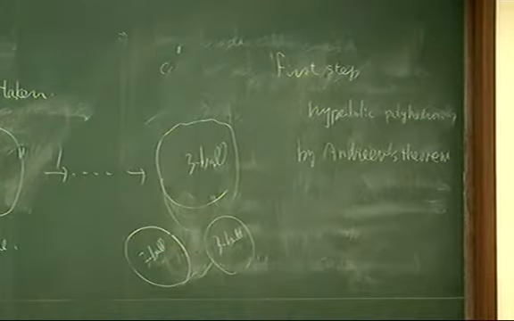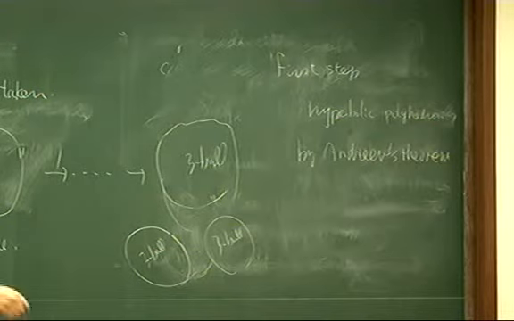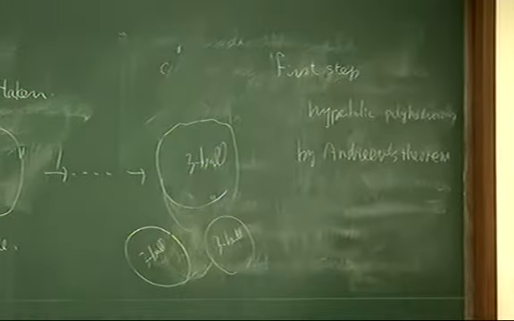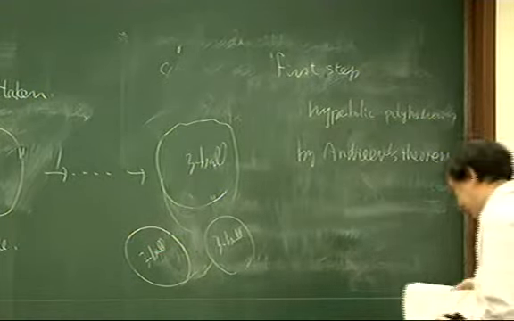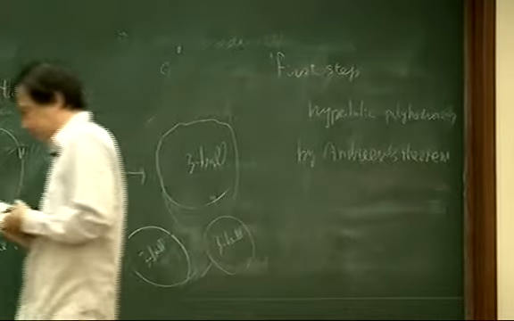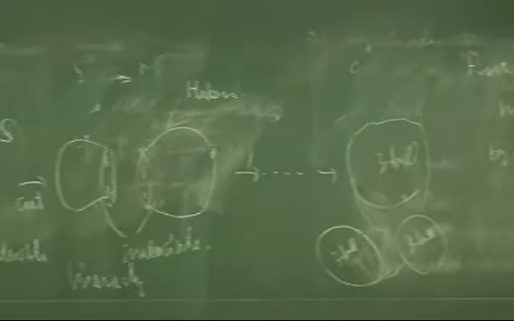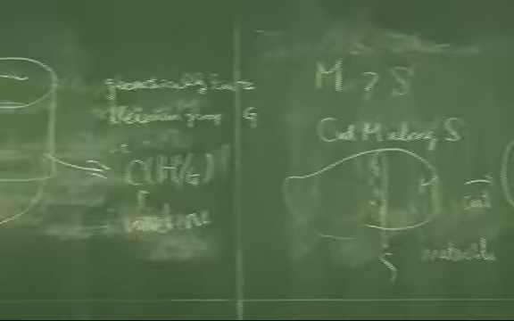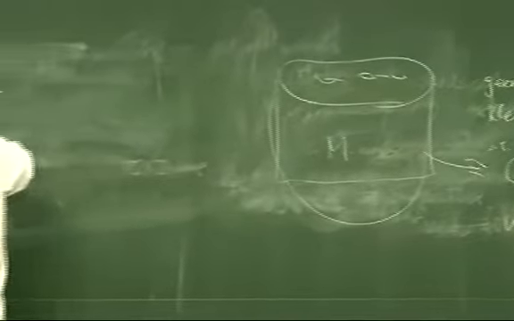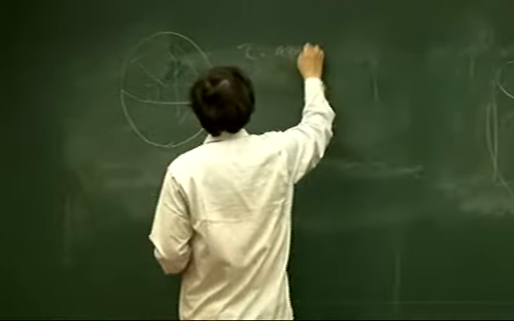So Andreev's theorem says something like this. Let me see my notes. Okay. If you have a sphere and a triangulation of the sphere, P is a triangulation of a sphere.